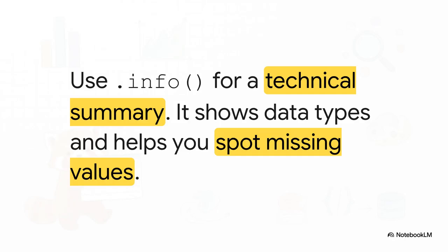And last, but honestly, maybe the most important of the 3, is using the .info method. This gives you an amazing technical summary. For every single column, it tells you the name, the number of non-missing values, which is absolutely critical for finding holes in your data, and the data type that Pandas assigned to it. This is your first step in any data cleaning task.